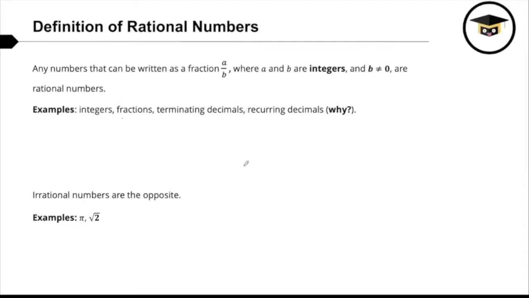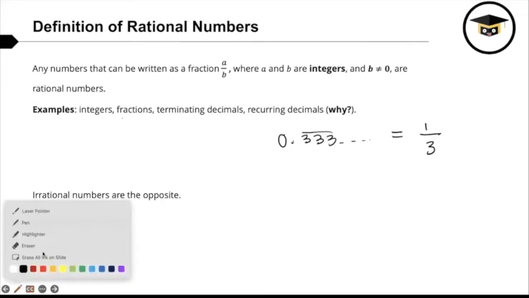Now, terminating decimals. So that was like the 21.2 example. We can always convert that as a fraction. And finally, we have something called recurring decimals. So you might be familiar with something like 0.333, and it just keeps going on forever. Now, hopefully you know that this can be written as a fraction. It can be written as 1 over 3. In fact, we'll cover how to write recurring decimals as a fraction in a separate video. But for now, I just want you to understand that all recurring decimals, so things that repeat after the decimal point, are going to be considered as rational numbers.